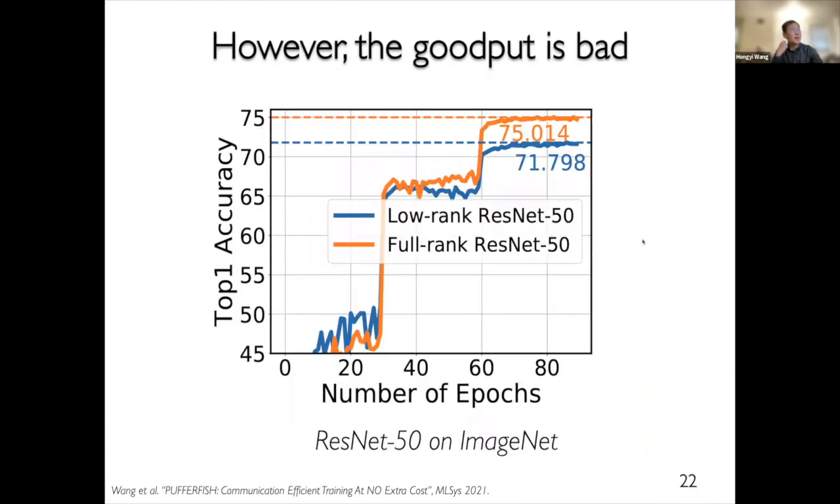However, the goodput there is bad, right? If you just train the low rank network, sometimes it's not initialized very well, or the capacity of the network is not good enough. So we can see the large accuracy gap here. So how can we improve that?